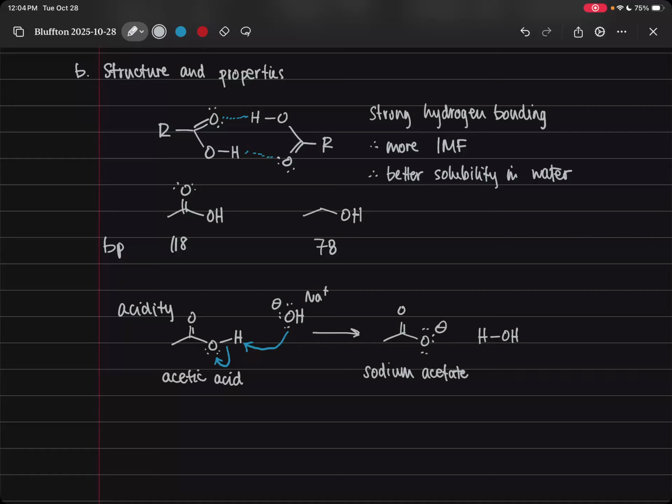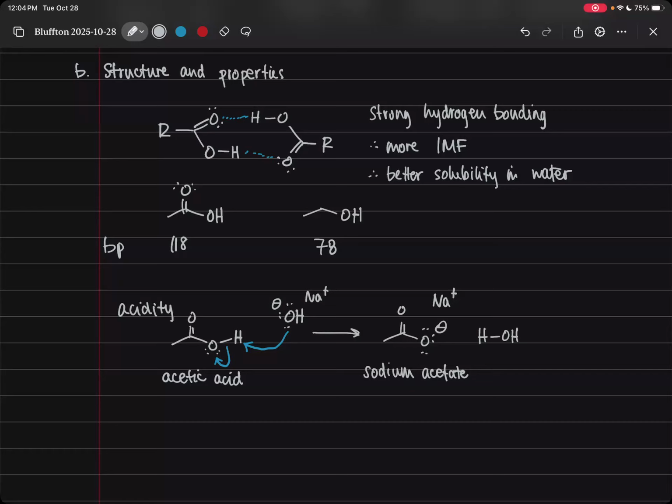So if we start with acetic acid, the salt that gets formed is sodium acetate. Sodium benzoate, sodium acetate. Okay, that's fantastic.